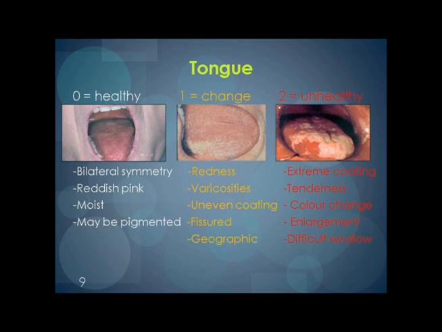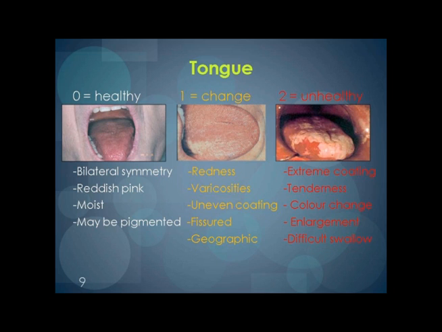Tongue. A healthy tongue shows bilateral symmetry. It's reddish pink all over and very moist. It may be pigmented in relation to the normal coloration of the skin. Level 1 changes would include things like redness due to xerostomia or dry mouth, or varicosities. You'll see that in this picture there's a small blue spot on the lower part of the tongue in this middle photo.